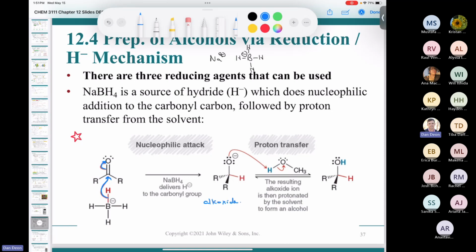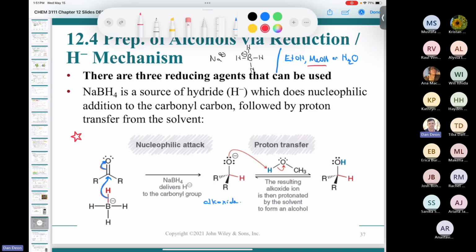Now remember, you're doing this in a protic solvent. I said the solvent could be ethanol, methanol, or water. And so in this case, they're showing it in methanol, right? This is methanol right here.